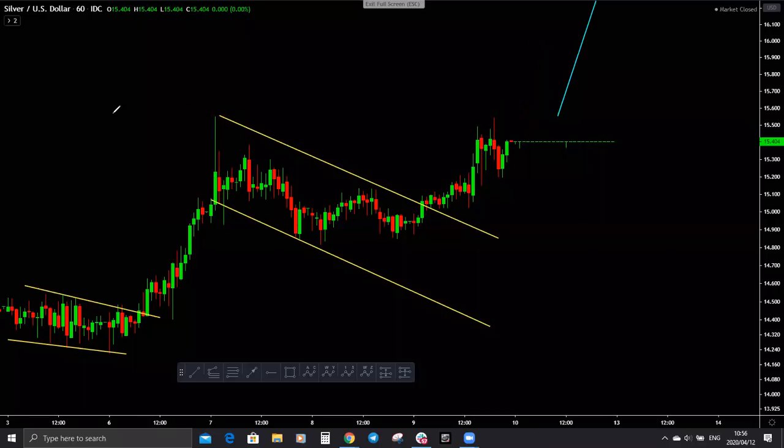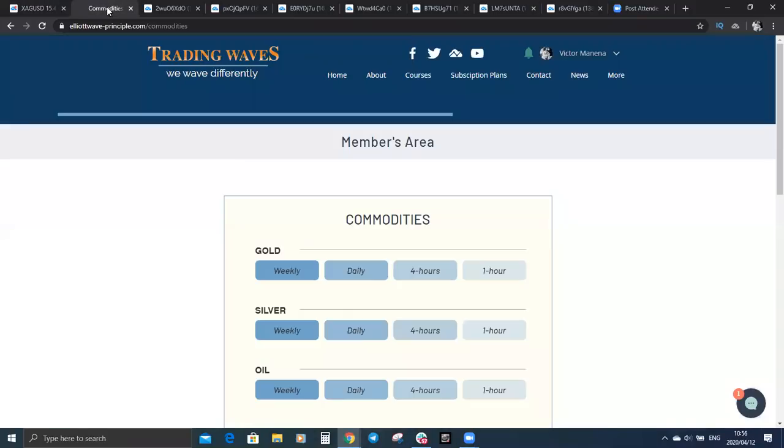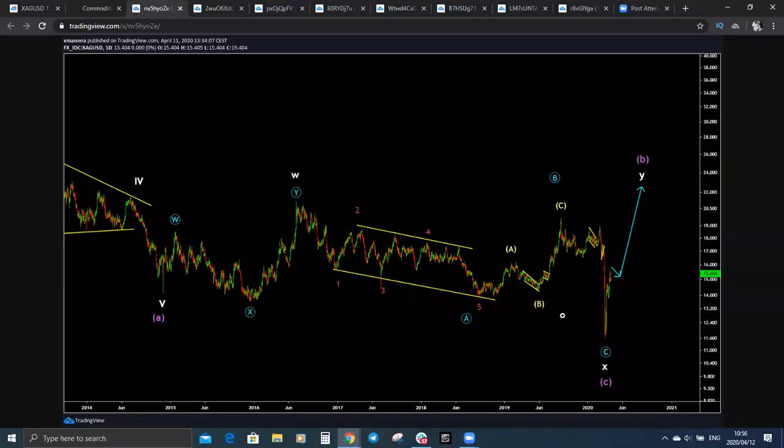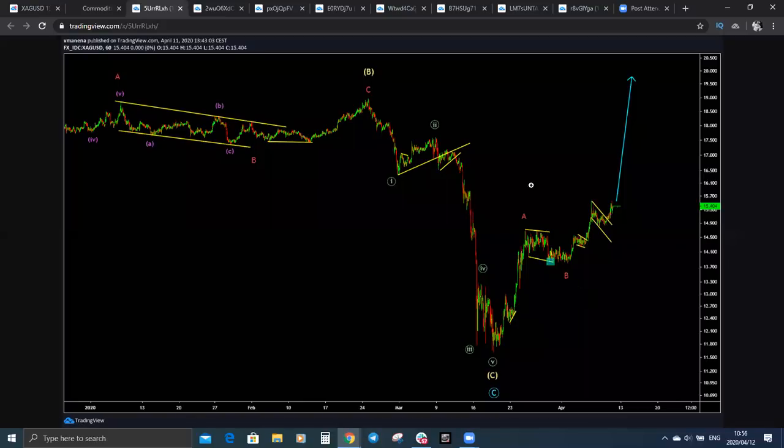Let's look at the daily structure on silver. Daily on silver, that's what you're looking for. Continuation, any corrective structure, you take it to the upside. And then 1 hour on silver. So I'm giving a bit more detail here. Continuation to the upside.